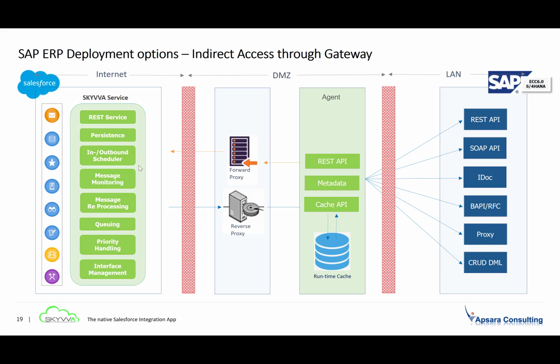The second option is that you can use the agent as a gateway, because you don't want to open the firewall from the internet to your SAP system. If that is the case, because you need a more secure application setup, and you want to have something in between like a middleware, like a gateway, then you can use the agent, where we have built the API to invoke SAP, and on the other side to connect to SKYVVA on the Salesforce side. And this is the enhancement that we have done in this version.